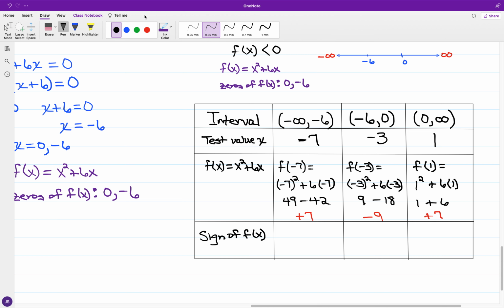And for the sign value of f of x, you've got a positive, so f of x is greater than 0. Anything selected between negative 6 and 0, but not including negative 6 or 0, the output is going to be negative, so f of x is less than 0. And anything greater than 0, we select any positive value for the input, the output is also going to be positive. So again f of x is greater than 0.